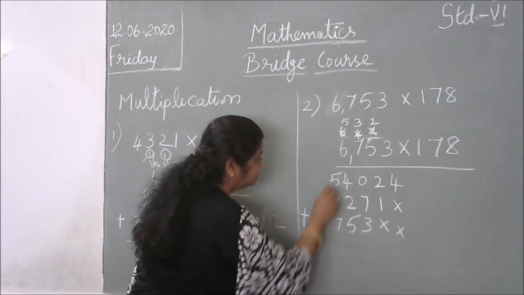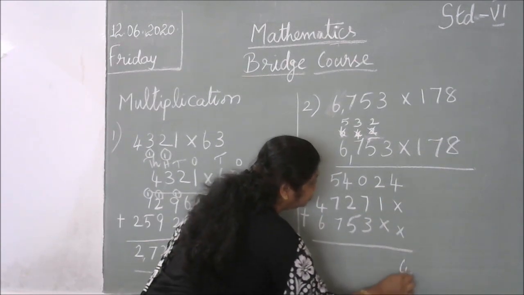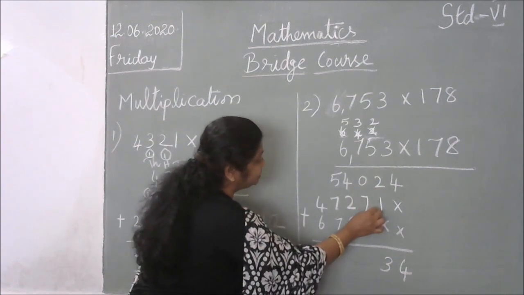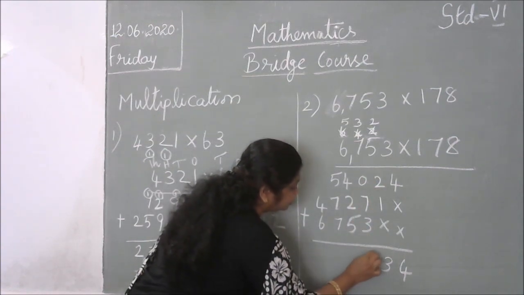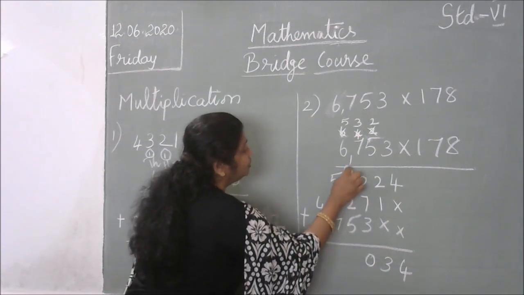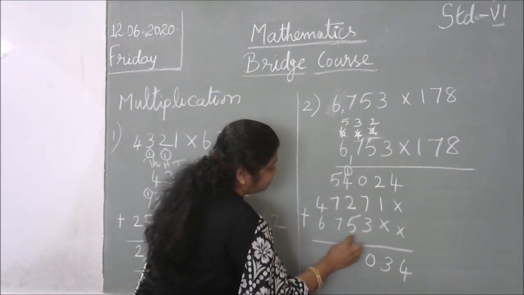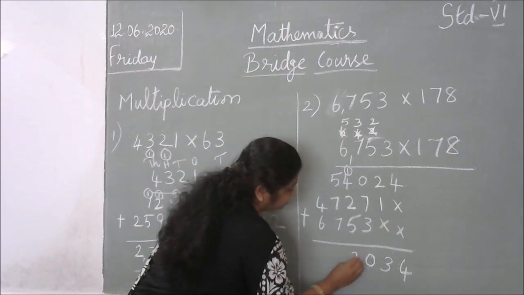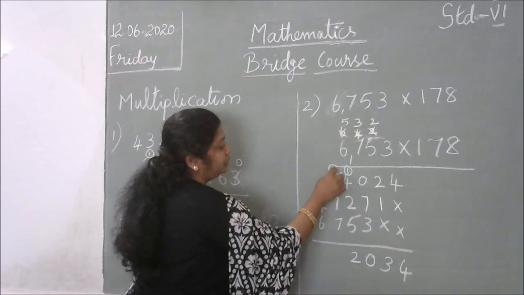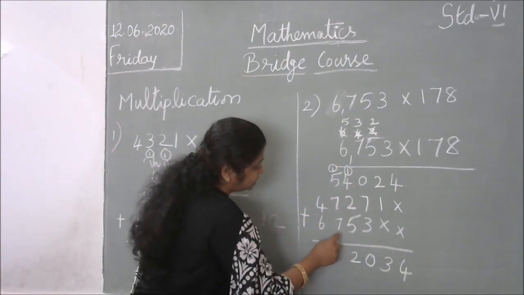We should add all these 3 numbers. Here 4, 0, 0 is 4, and 2 plus 1 is 3. And 0 plus 7 is 7, 7 plus 3 is 10. 0 you should put here and 1 is carry over on top of this 4. 1 plus 4 is 5, 5 plus 2 is 7, 7 plus 5 is 12. 12, 2 you have to put it here and 1 on top of this 5 you should write. 1 plus 5 is 6, 6 plus 7 is 13, 13 plus 7 is 20.